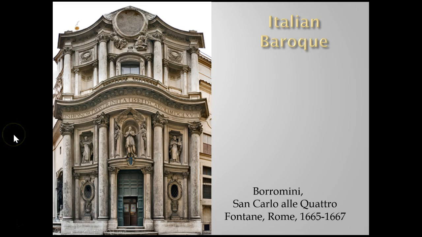So here's the facade, or one of the facades, of the church, and here's where you really, I think this facade is very Baroque and really demonstrates what I was trying to talk about earlier with the Gesù, the Second Jesuit church.